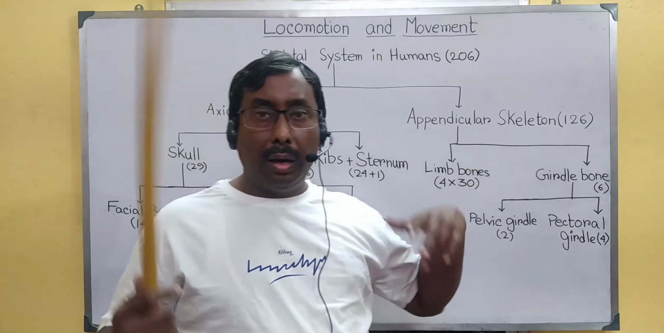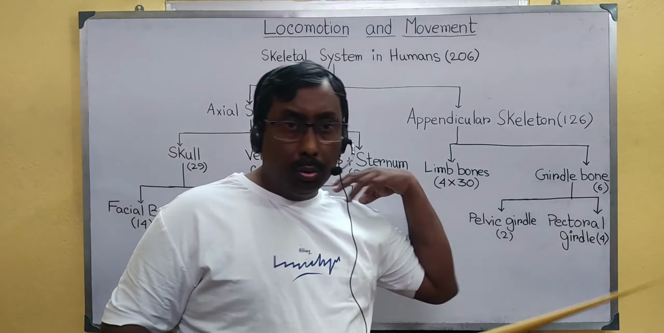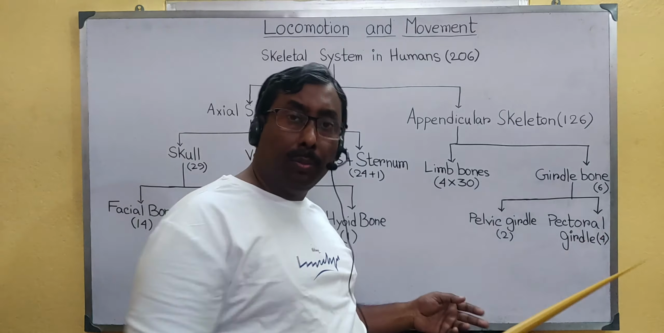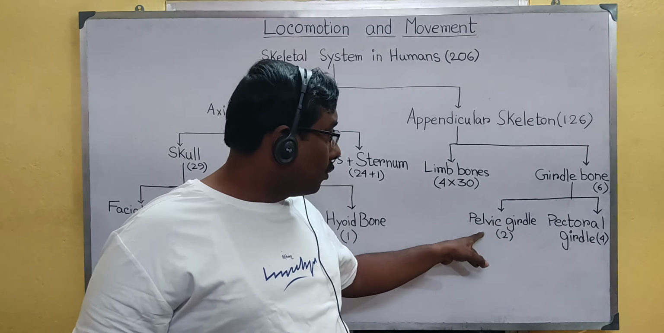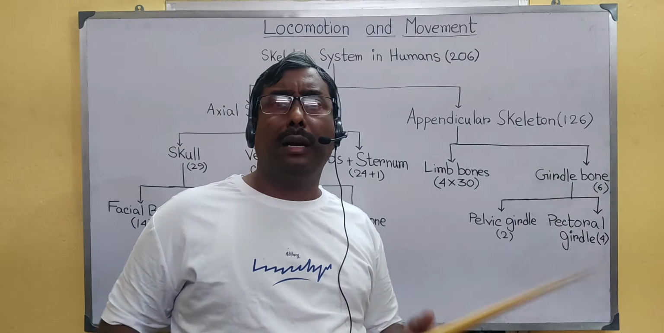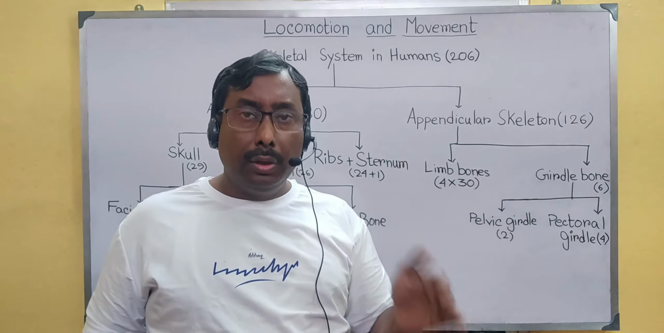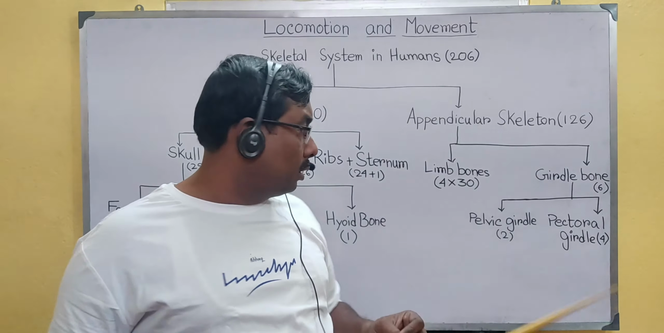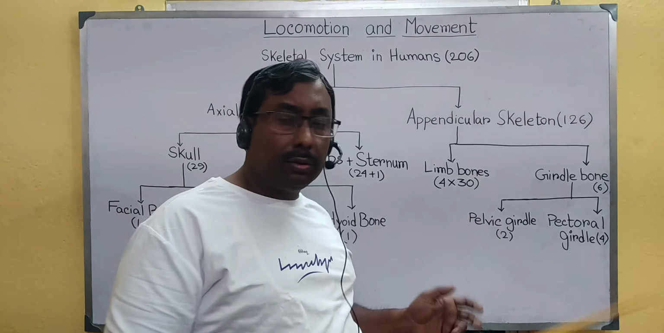And the girdle bones: the pectoral girdle contains 2 bones on the right side and 2 bones on the left side, so 2 plus 2, 4 bones. And the pelvic girdle, the lower part of the girdle, actually contains 3 bones, ilium, ischium, pubis, but later on they fuse to form 2 bones, and the pelvic girdle contains 2 bones.